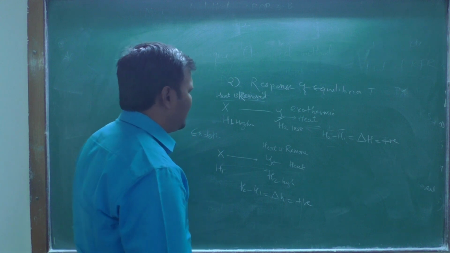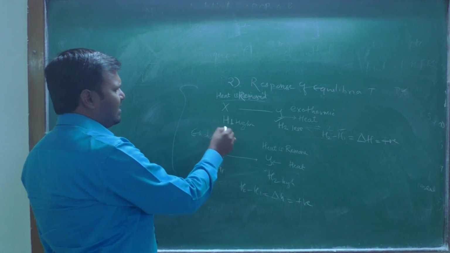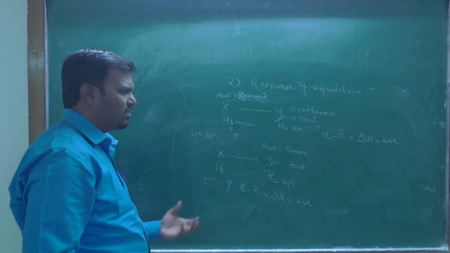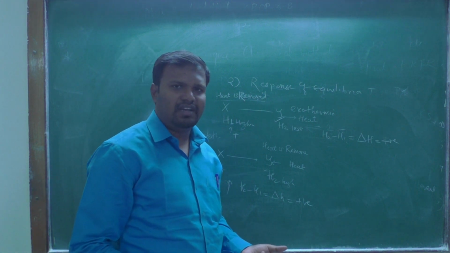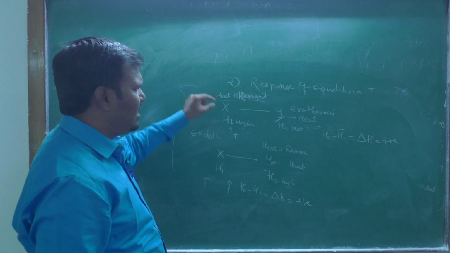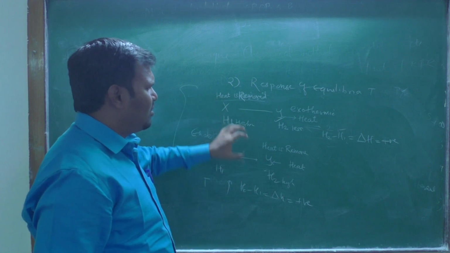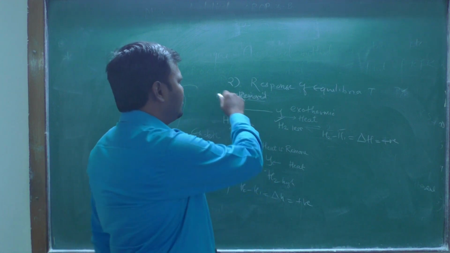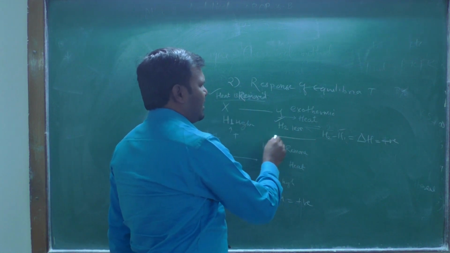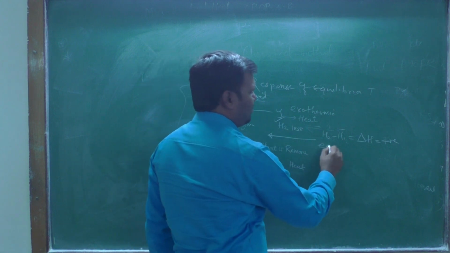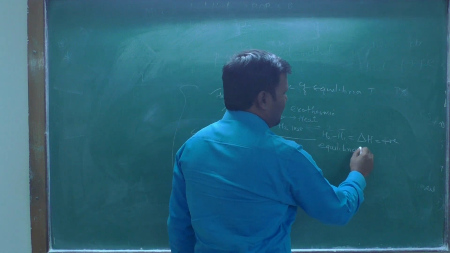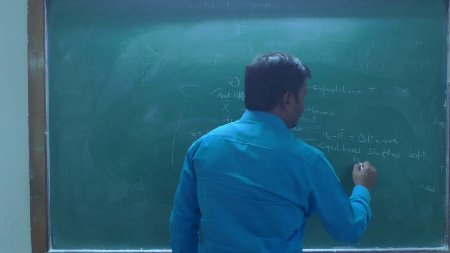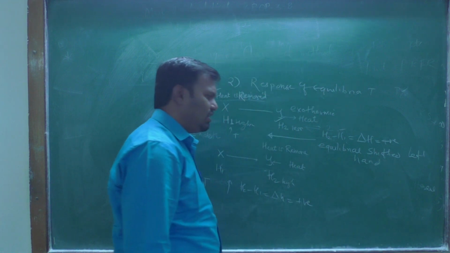Therefore, when you add heat to both reactions, the temperature is increased. When you add the heat, the equilibrium is shifted to where heat is removed. When you add heat to this exothermic reaction, meaning the temperature is increased, heat is removed from X. Therefore, for the exothermic reaction, the equilibrium is shifted to the left-hand side, where heat is removed.